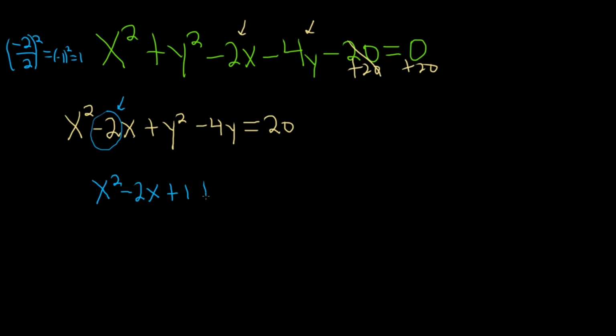Always just take this number, divide it by 2, and square it. Then you write the next piece, plus y squared minus 4y. Then you do the same thing except with this number here in front of the y. So negative 4 over 2 squared. Again, you can do it mentally. Negative 4 over 2 is negative 2. Negative 2 squared is 4. Or if you want, you can go to the side and show the work like this. Boom, 4. So we have plus 4. And that's equal to 20.